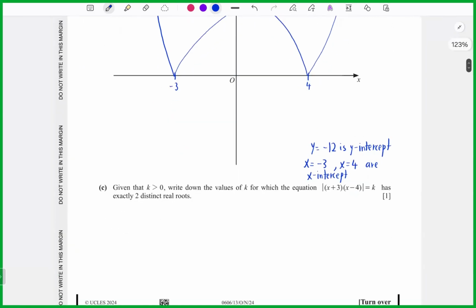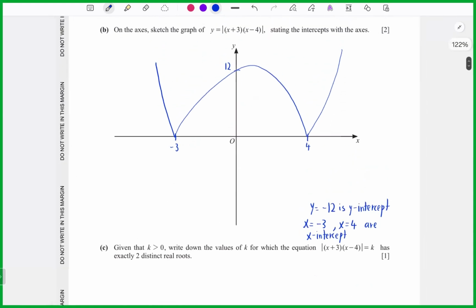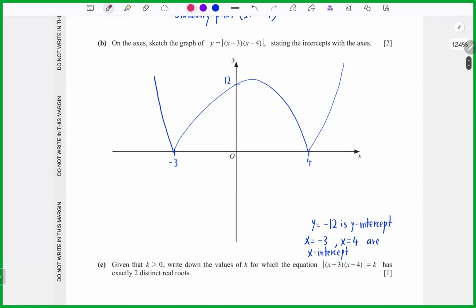Okay, let's look at question C. Given that k is more than 0, write down the values of k for which the equation modulus of (x plus 3)(x minus 4) equals k has exactly two distinct real roots. When you need to find the two distinct real roots, you need to sketch. Since k is more than 0, I cannot sketch below, so I should draw here first.